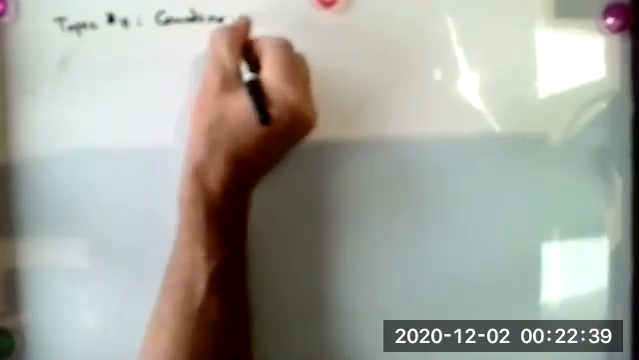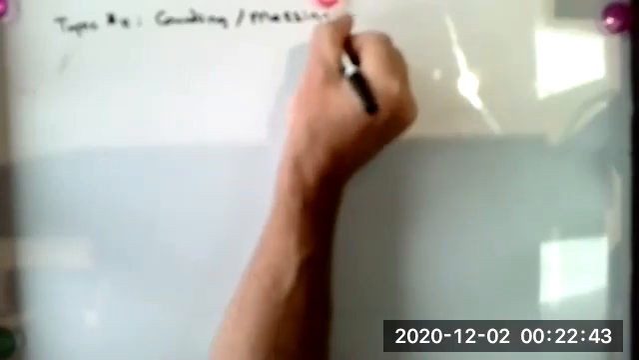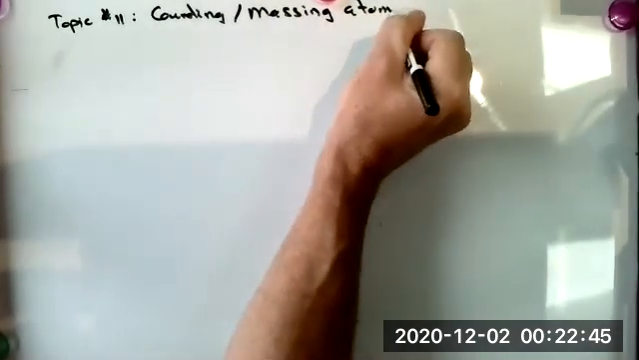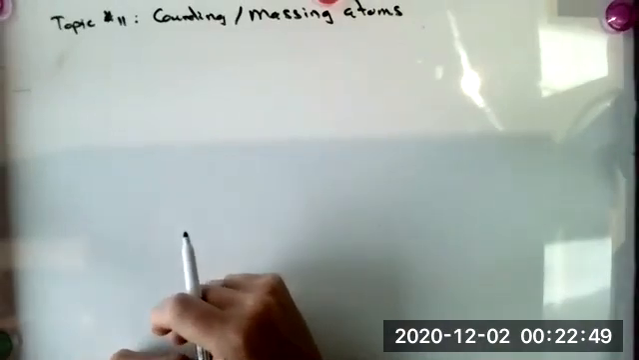Let's see. All right, topic number 11. What are we doing? We are counting and massing atoms. That's the main goal for topic number 11.